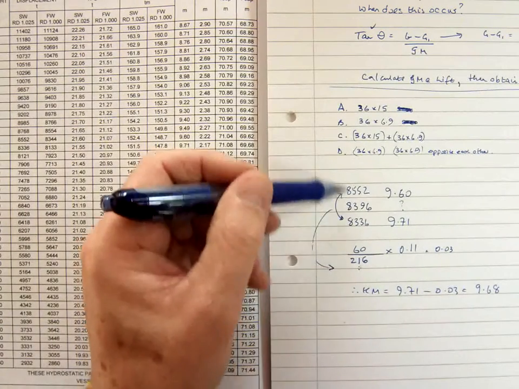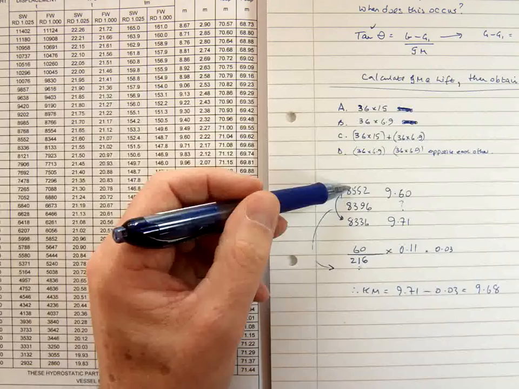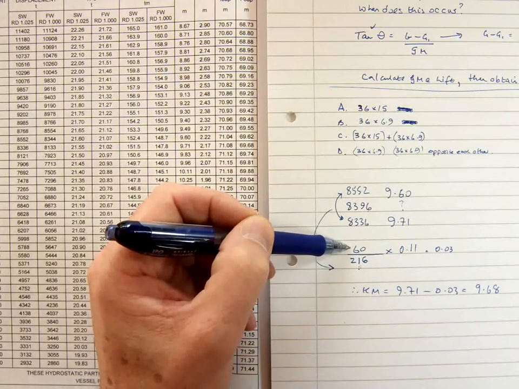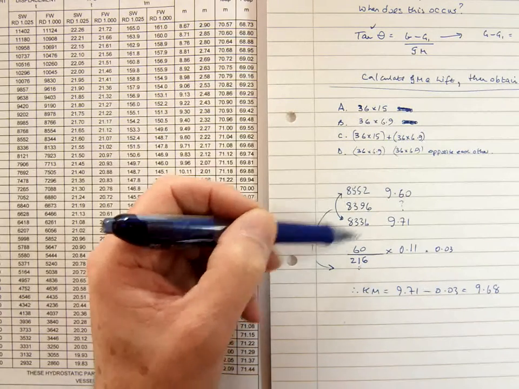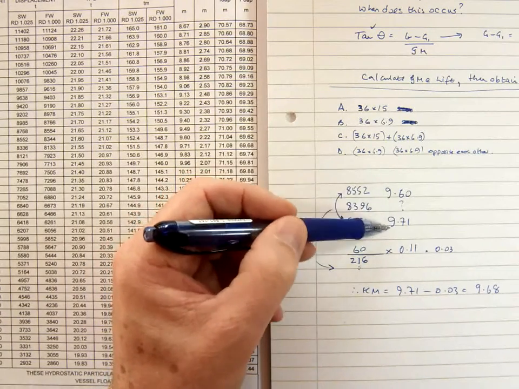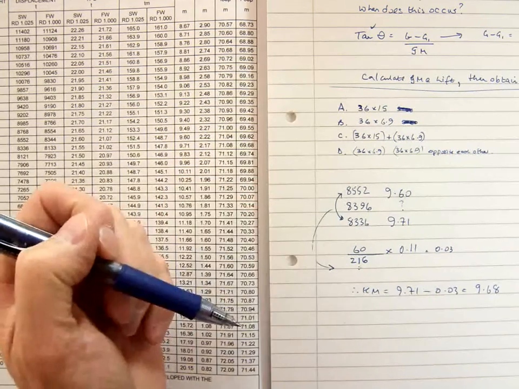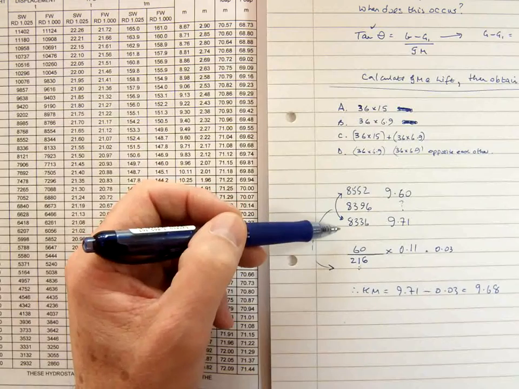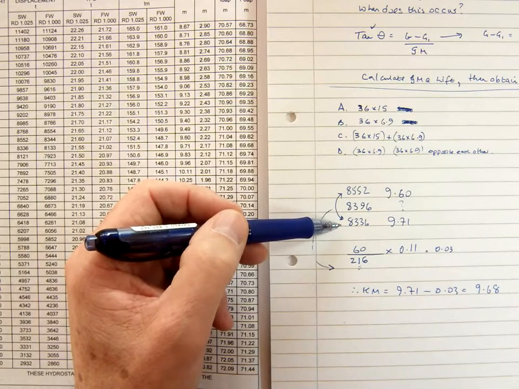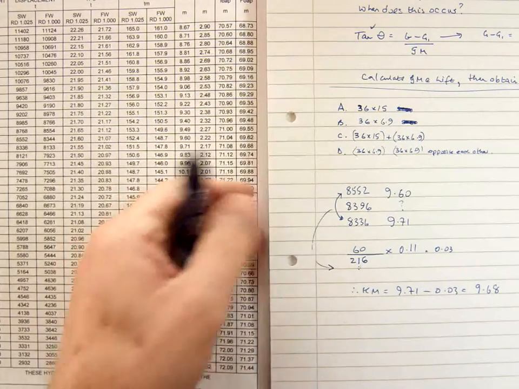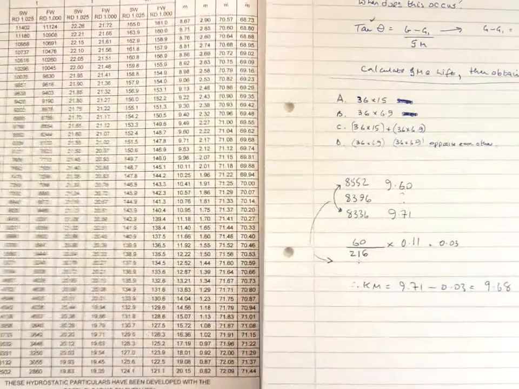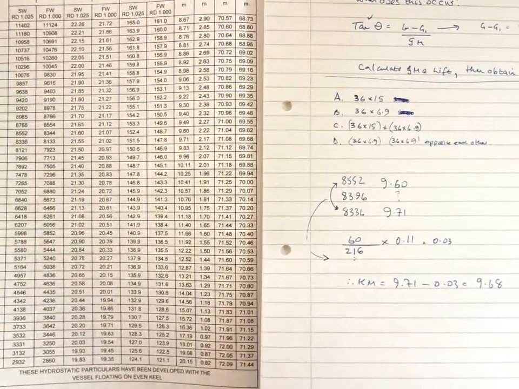You could have interpolated down. You could have gone from 8552 to 8396, put that on the top, and then whatever value you got, which would have probably been 0.08, you then have to come down with that value. So you can interpolate either way. There's no right or wrong way. Whichever way you feel logically suits you. So we've got our KM, and that's what we always do, interpolate to get our KM from the tables.